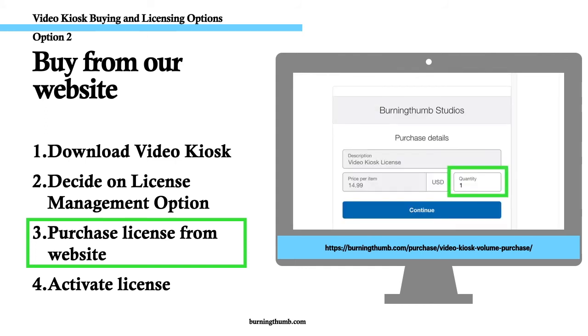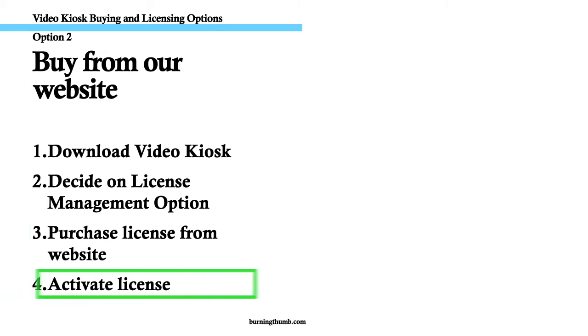On the purchase screen, enter the number of licenses you're buying and click the Continue button to go to the checkout. You can pay using a major credit card or your PayPal account. Once you've checked out, you'll be sent an email with the steps to activate the licenses with the license file attached, if applicable.